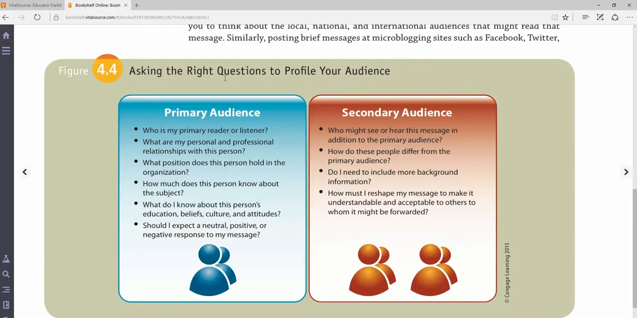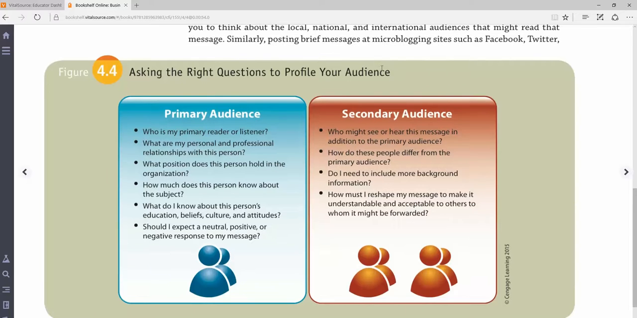So let's look at this. Asking the right questions to profile your audience. Primary audience: who's my primary reader? What are my personal and professional relationships? What position does this person hold? How much does this person know about the subject, as far as you can understand? What do I know about this person's education and beliefs? Should I expect a neutral, positive, or negative response to my message?